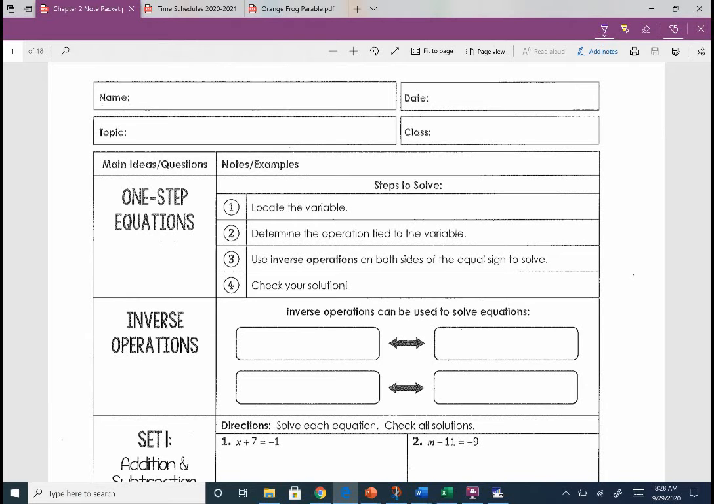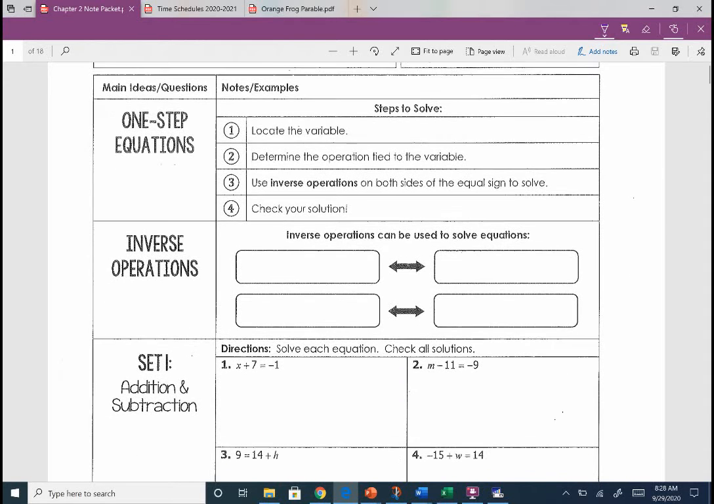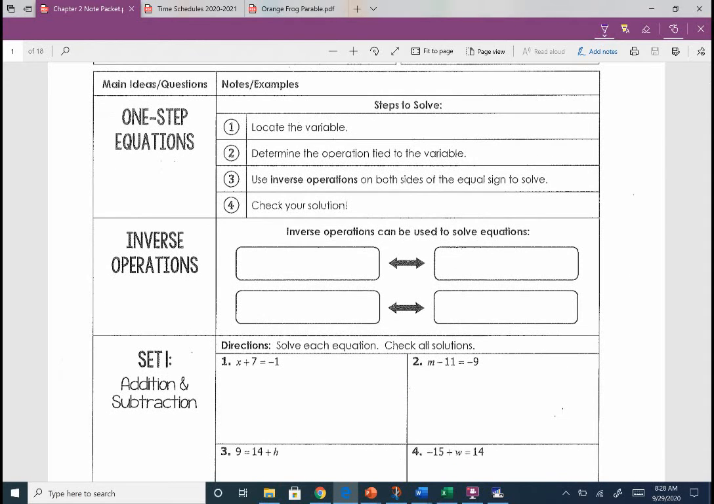And right now we're starting with one-step equations, and we're going to work with one-step equations for a few days in here. Because based on our opening activity, you guys are showing me, Miss Guy, this is something I've really never seen before. Okay? So what we have with one-step equations: figure out where our variable is, determine what operation we have, use our inverse operations on both sides, and we're going to check our solution.